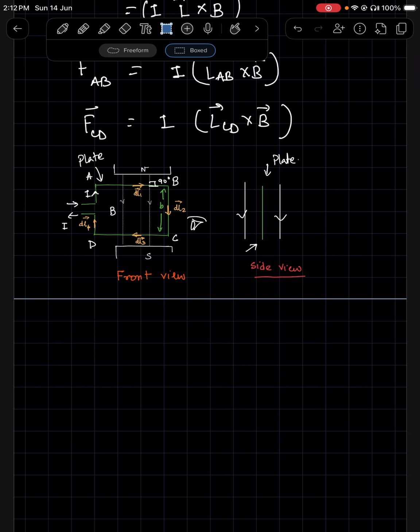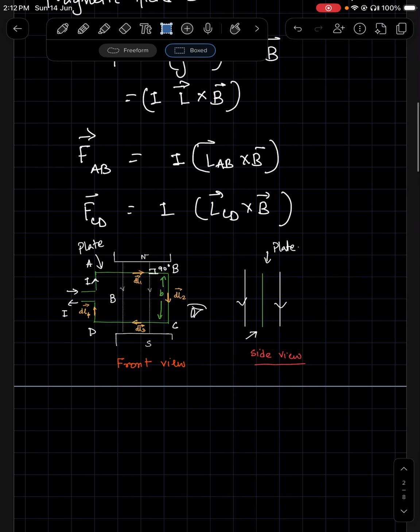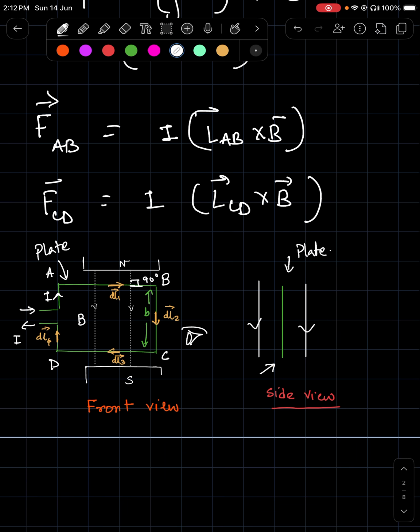Okay. So now what I'm going to do, I'm going to take some directions so that I can calculate well. Here, to the left direction, I am taking the x-axis. In the vertical direction, I have taken the y-axis. Then according to the right hand rule, we know the z-axis is vertically upward. It is pointing towards you.